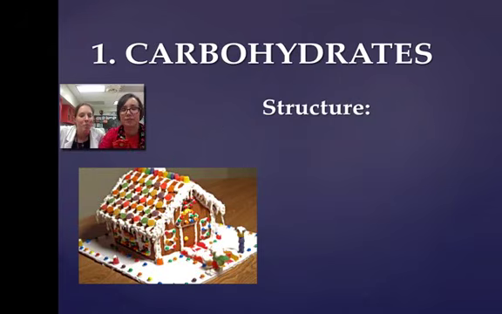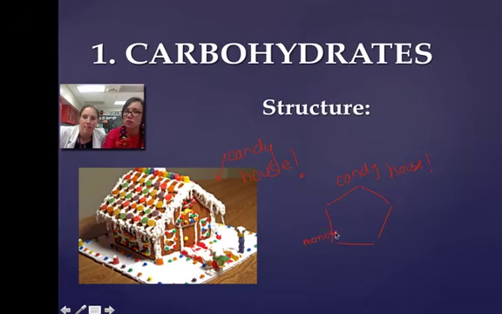So next we're going to talk about the structure, what these things look like. Right now you see a picture of a candy house or a gingerbread house. Carbohydrates have something in common with that. They have what's called a ring-like structure, but really it just looks like a candy house. So an individual carbohydrate, a small monomer or monosaccharide, is just going to be this ring-like structure.